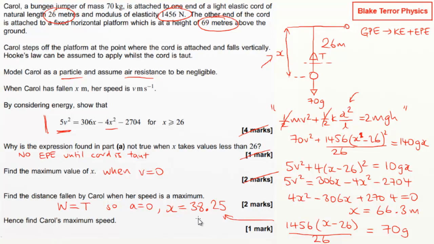So that's just putting x back into this thing here, because x is greater than or equal to 26. We put that in, and then we can get what v is. So yeah, when x equals 38.25, v equals 25.1 meters per second. Let's put a unit on that one as well. So yeah, that's actually quite a lot of work for not very many marks. I suppose 10 marks all in all.